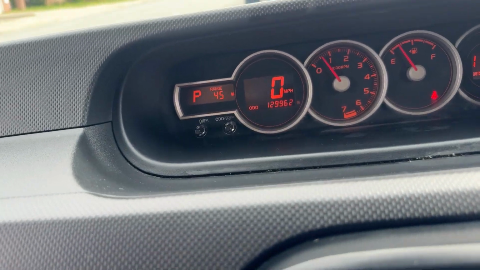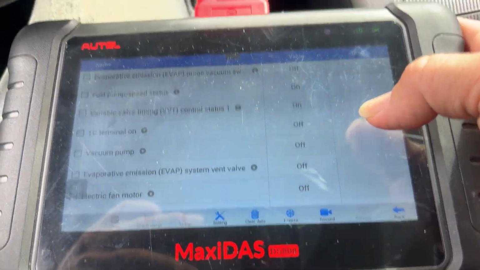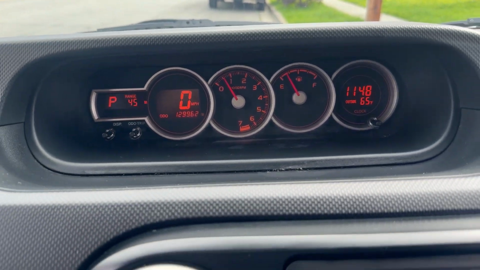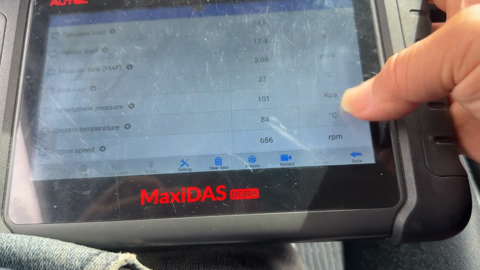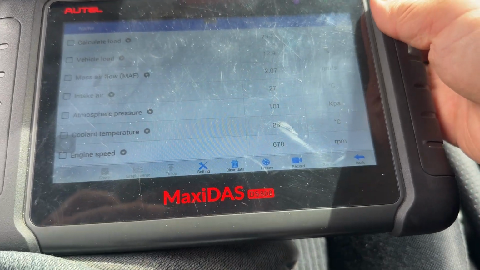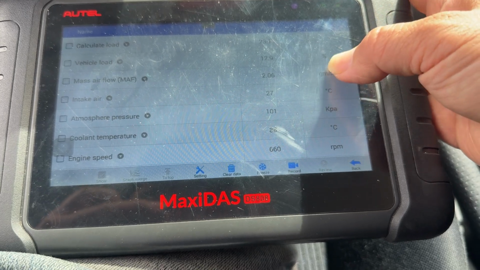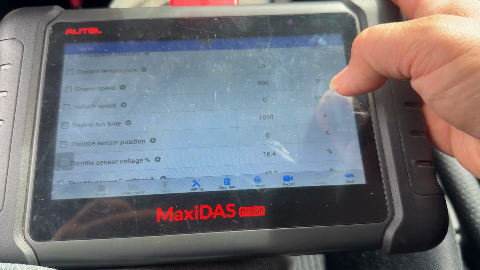Right, it's probably been like 5 miles, 362 now. Car's warmed up. The temperature doesn't have a temperature. So how are our readings doing here? Calculated load, mass airflow 2 grams, intake 27, atmospheric pressure, engine run time. It's been 1,000 seconds.